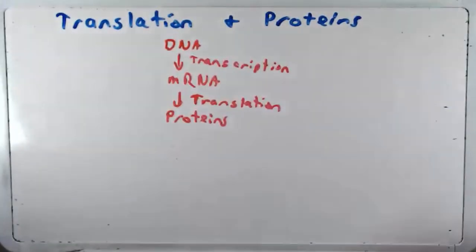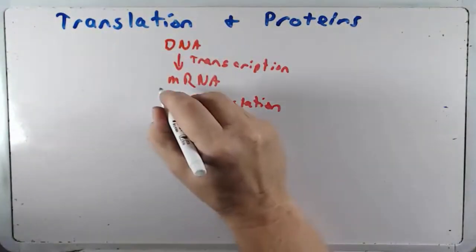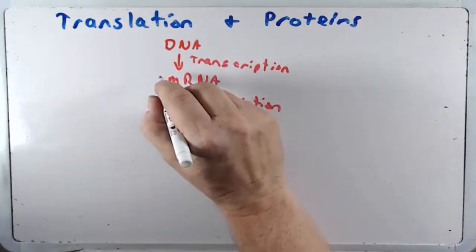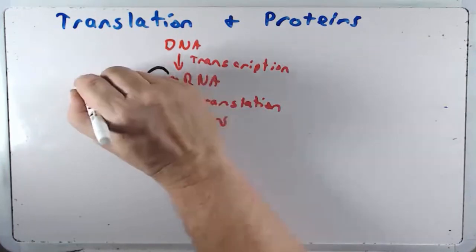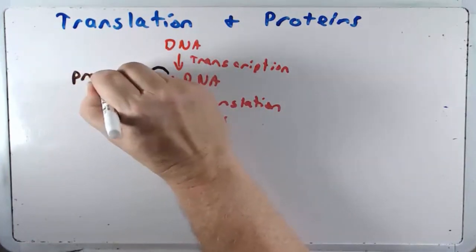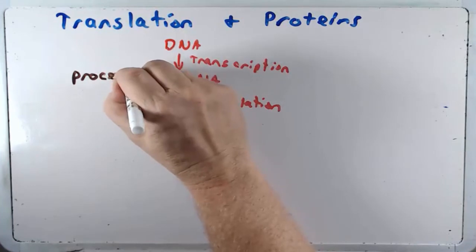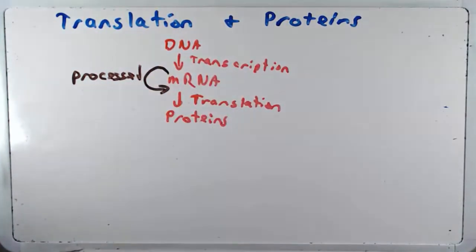Now, in the last podcast, we also added in here, in addition to making the messenger RNA, before it's translated, it gets processed. And we talked about the three ways it gets processed: adding that G-cap, adding the poly-A tail, and splicing out those introns.